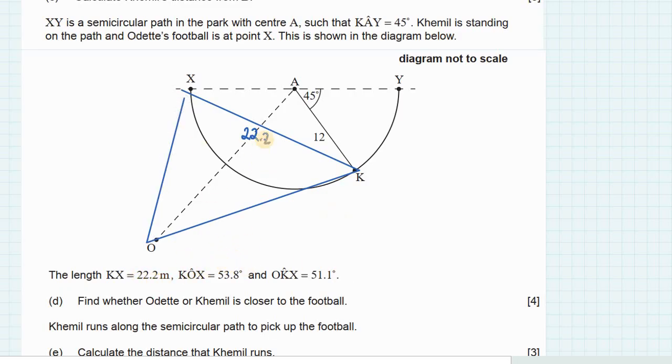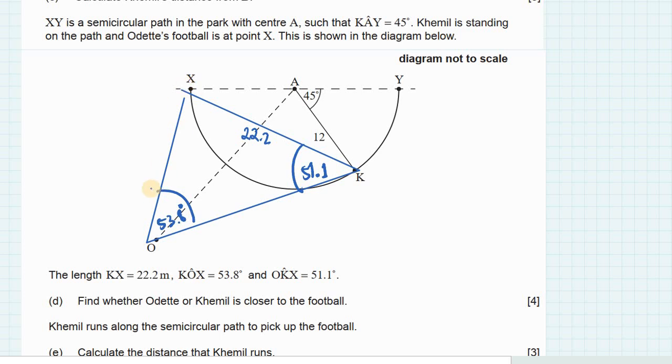Let me repeat. KX is 22.2. KOX is 53.8, and then OKX is 51.1. Okay, cool. Find whether Odette or Camille is closer to the football. So the distance of Camille to the football is 22.2. So it means we only need to find the distance of Odette, yeah, which is this one.